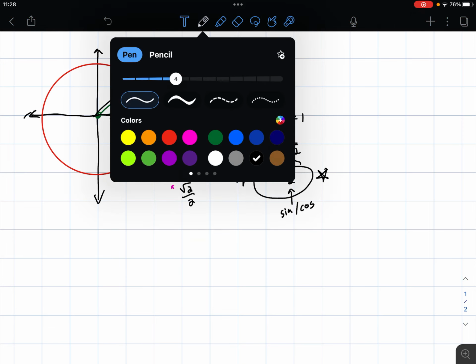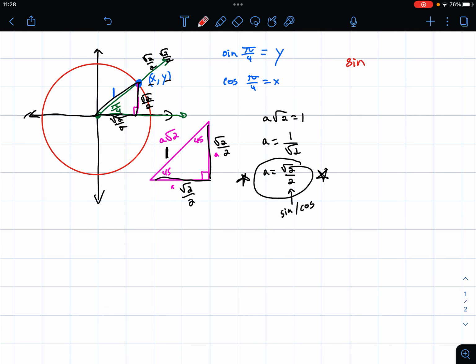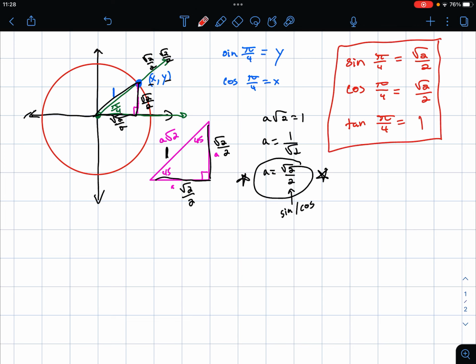So putting the ratios together, I'm going to say that sine of pi over 4 is equal to square root 2 over 2. That is the ratio that also ends up being the y coordinate on the unit circle. Cosine of pi over 4 is also equal to square root 2 over 2. And then the tangent ratio of pi over 4 is going to be root 2 over 2 over root 2 over 2. It ends up being y over x, or just 1.